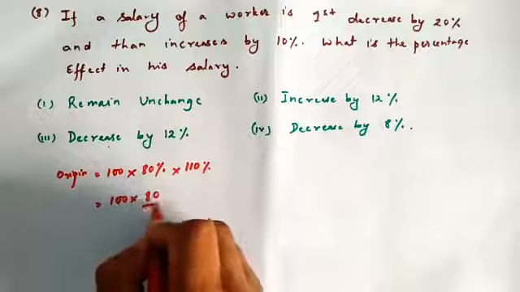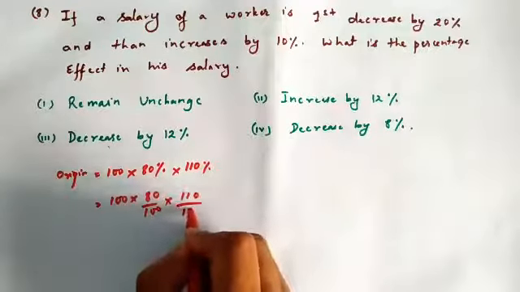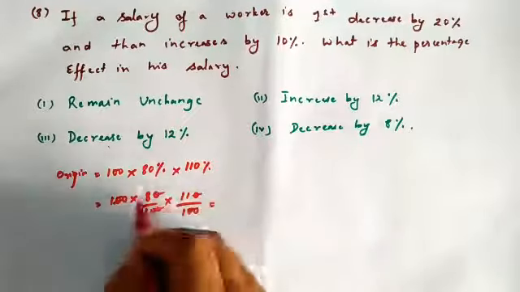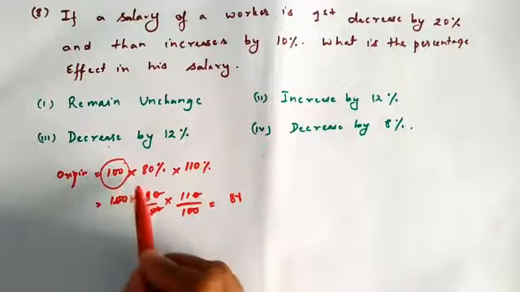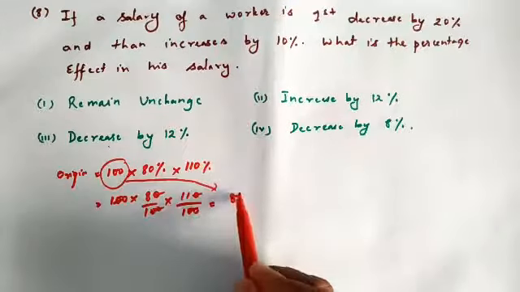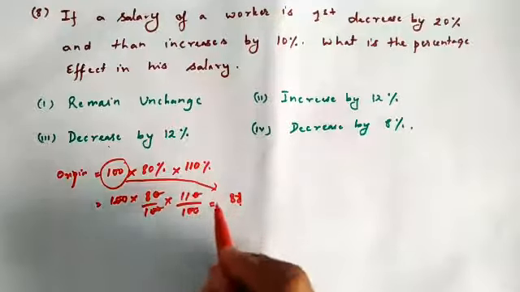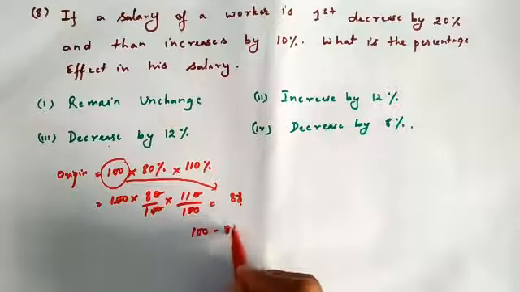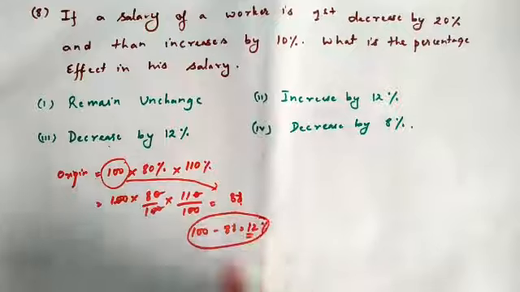80 by 100 percentage, converting the percentage into numbers, the zeros go, so it becomes 88. Now the original salary was 100 and after the change it becomes 88. 8 into 11 is 88. So how much decrease? There is a decrease of 100 minus 88, which is 12. So there is a 12% decrease in his salary.